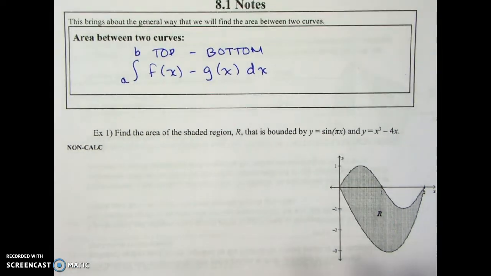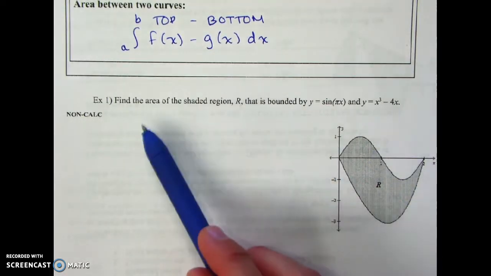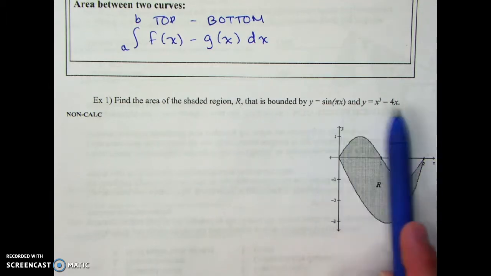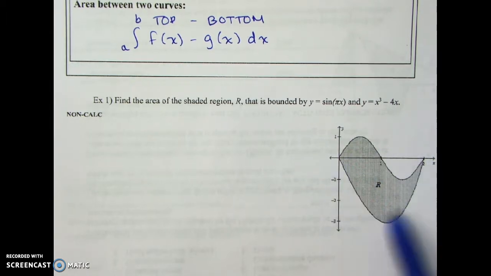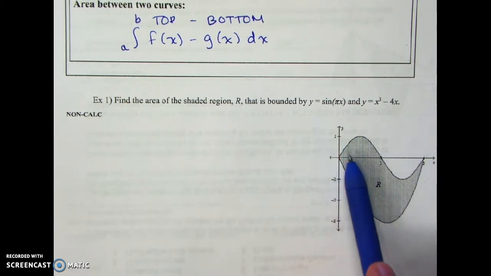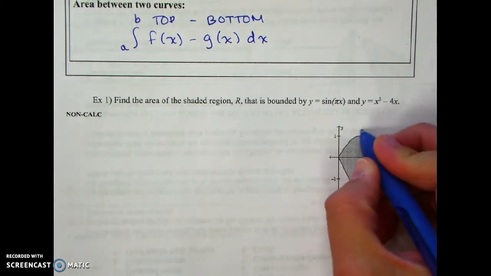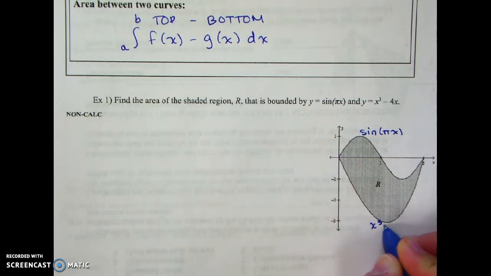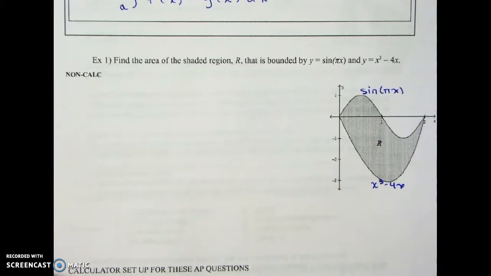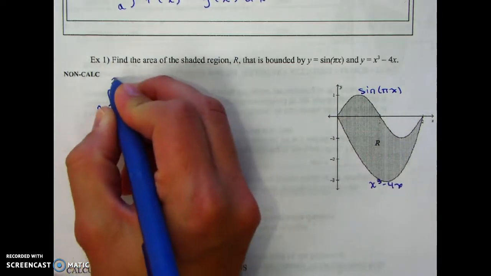Okay, so this is non-calc. All of these are going to be non-calc or calc, and it will let you know. Find the area of this shaded region. You can make up what you think it looks like to you. It's bounded by the sine curve and the cubic. You have to figure out, based on this picture, which one's on top and which one's on the bottom. So does sine go up or does it go down? It goes up from the origin. So the top function is sine, and that matters. And the bottom function is the cubic. So where does this start and where does this end? It starts at 0 and goes to 2.